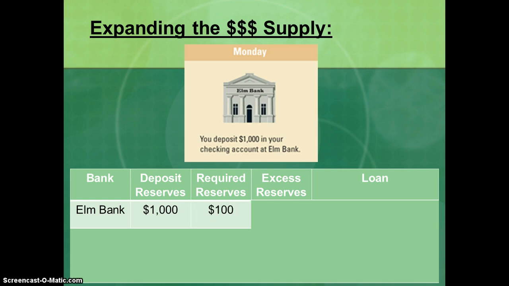The bank is required to reserve or keep on hand a certain amount of that money. Let's say, for this case, it's 10% or $100. That makes sure that the bank keeps physical money in its location. Then the bank has $900 left of your money that they can in turn turn around, loan out to make money.